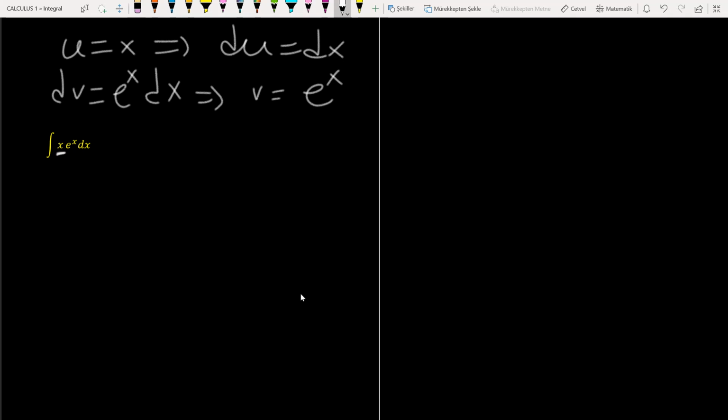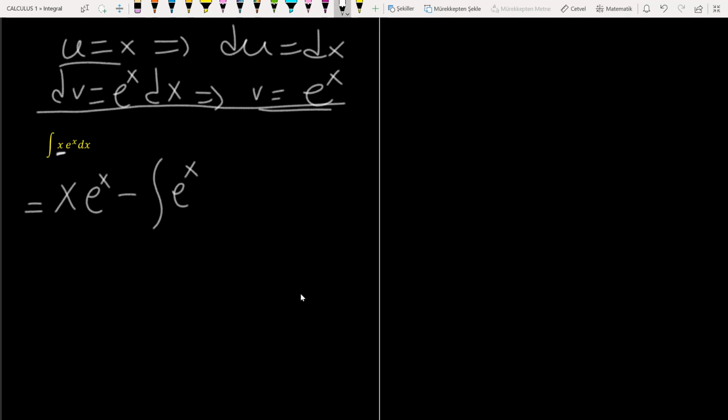Using all this information and the formula of integration by parts, this integral is equal to u times v, x e to the power x, minus the integral of v du, where v du is e^x dx. So this integral becomes x e to the power x minus the antiderivative of the exponential function, which is the exponential function itself. Since the integral is indefinite, we must have a constant c.